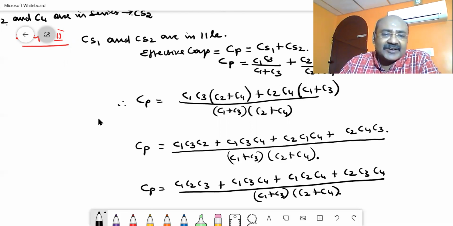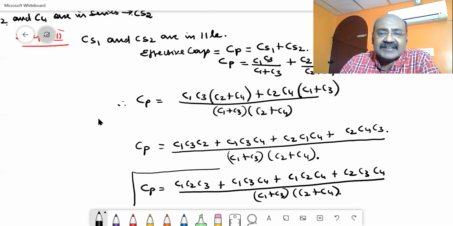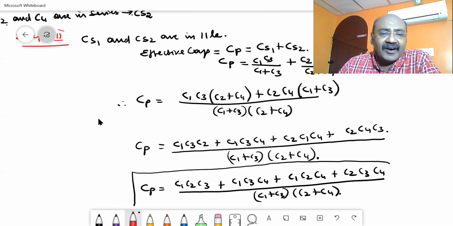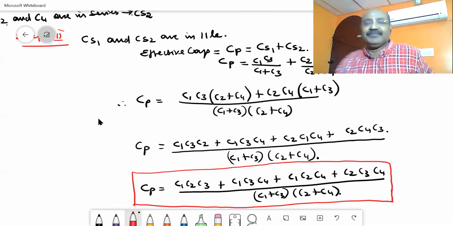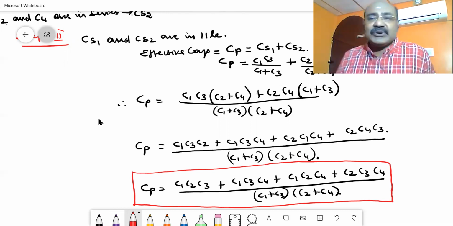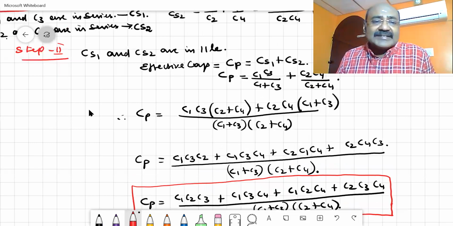So this is what we are considering as the final answer, or the final effective capacitance across P and Q. Hope you have understood this. Now, what is our next concept?